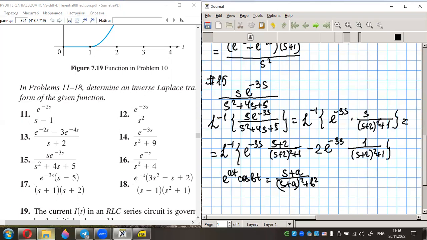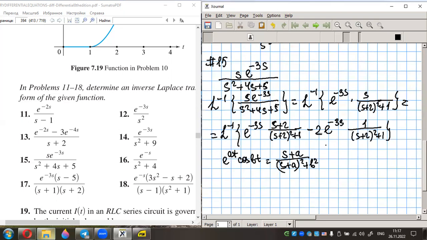Yes. To use it, I must rewrite it. I got it. I got it. And then I write what I must write.